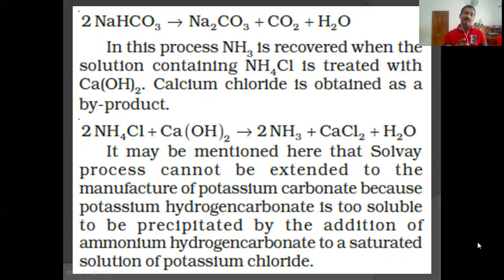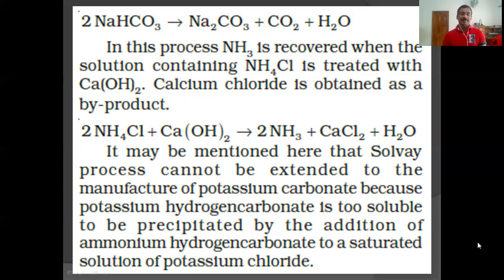Here the brine is saturated with NH3, as we already mentioned. After the reaction, you can see ammonium chloride is formed. From this ammonium chloride, we can regenerate ammonia. How can you regenerate ammonia from an ammonium salt? By treating it with an alkali. Which alkali can be used here? Calcium hydroxide. NH3 is recovered when the solution containing NH4Cl is treated with calcium hydroxide. Calcium chloride will be a byproduct in that reaction.